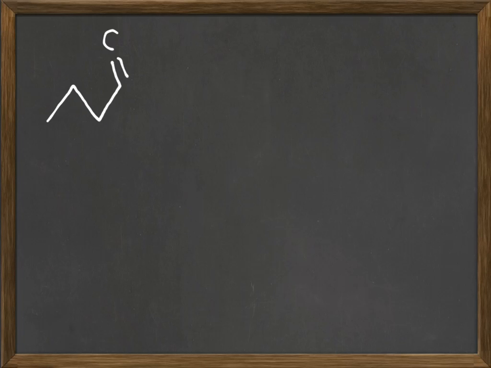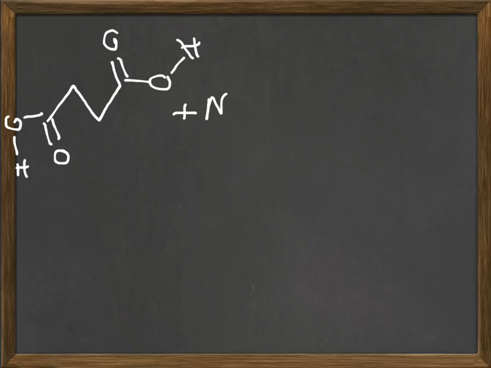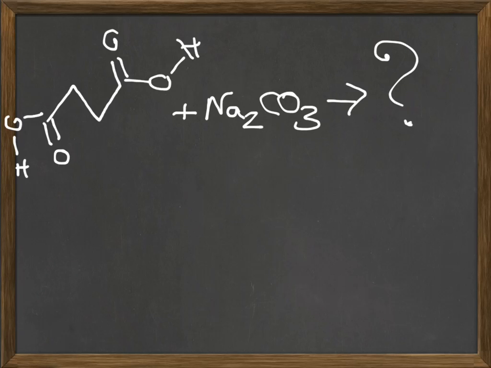Next one. Let's have a look at this one. Well, looks like we've got, what's that? You should be able to name it. It's 1,4-butanedioic acid and sodium carbonate. What is that going to make? Have a think. What's that going to make?